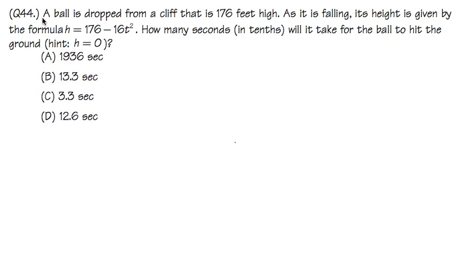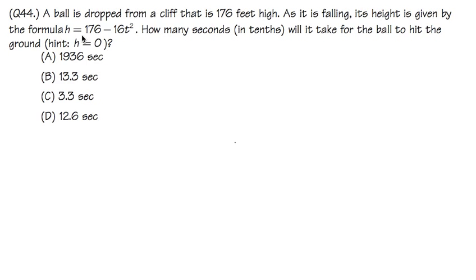Number 44, it says that a ball is dropped from the cliff that's 176 feet high. As it's falling, its height is given by the formula h is equal to 176 minus 16t squared. And then we would like to try to figure out after how many seconds will the ball hit the ground.